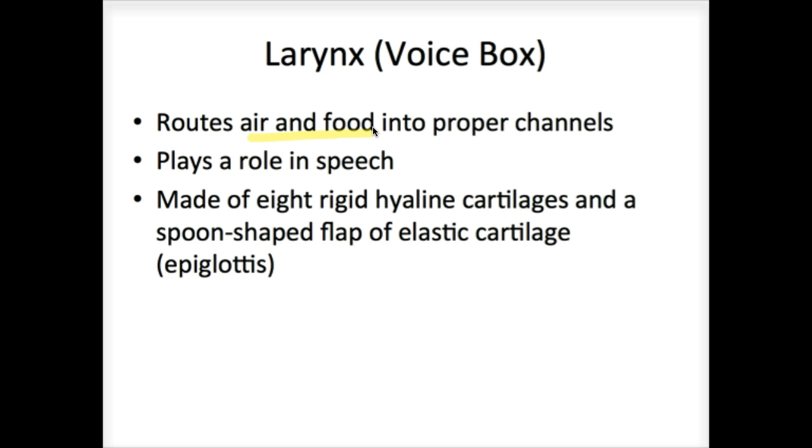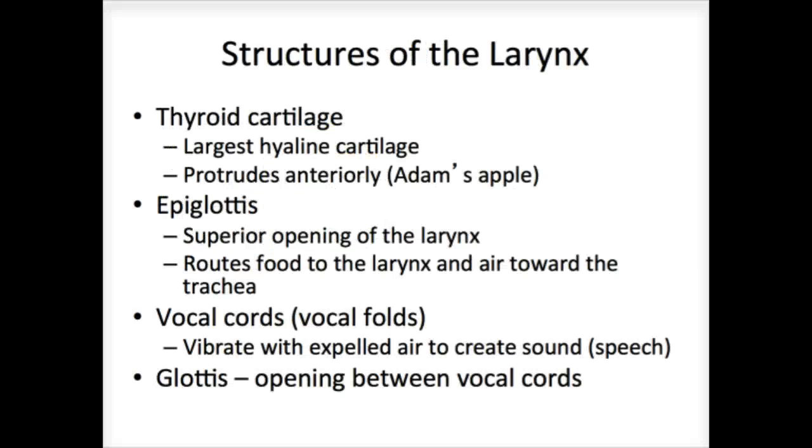So we have to be able to get air into our lungs without getting food there, and we have to get food to our stomach, etc. Now this is also where we find the role in speech. In other words, within the larynx, we have the vocal cords, we have the epiglottis, which is responsible for either covering the trachea or covering the esophagus to make sure food and air go to the proper channels.